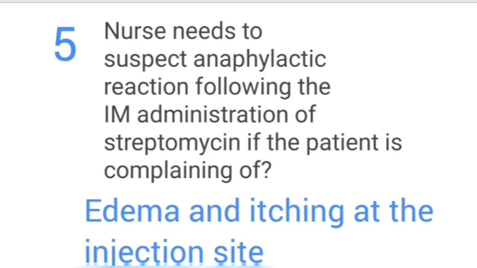The nurse needs to suspect anaphylactic reaction following the IM administration of streptomycin if the patient is complaining of edema and itching at the injection site.